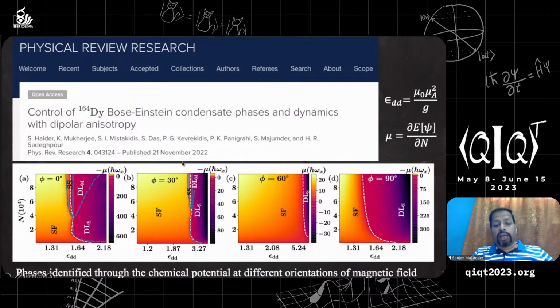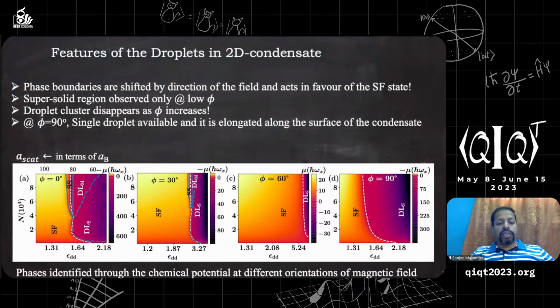Here we are plotting the chemical potential, which we can write as dE by dN. What we see here can also be observed in terms of the scattering length. At a particular scattering length, the EDD plays a strong role as you increase or decrease the scattering length, with the atom-atom interactions driving the phase changes.